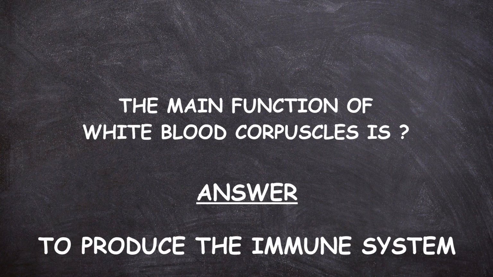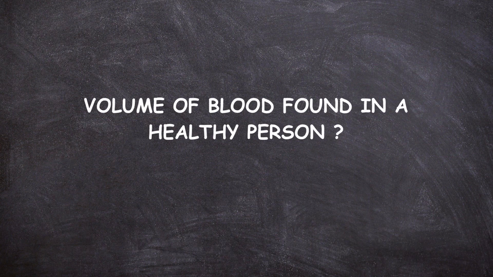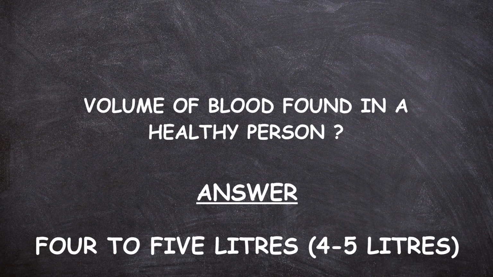The main function of white blood corpuscles is? To produce the immune system of the body. What is the volume of blood found in a healthy person? Answer: 4 to 5 liters.